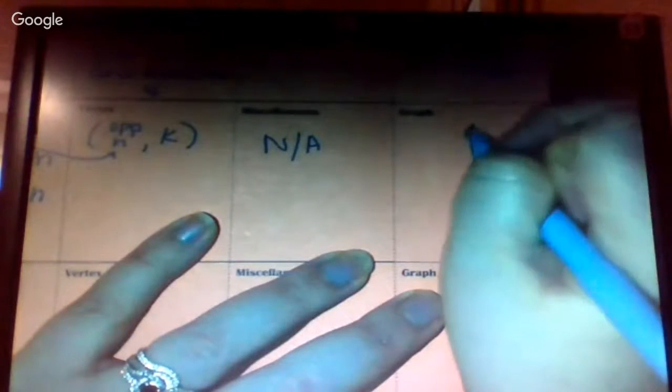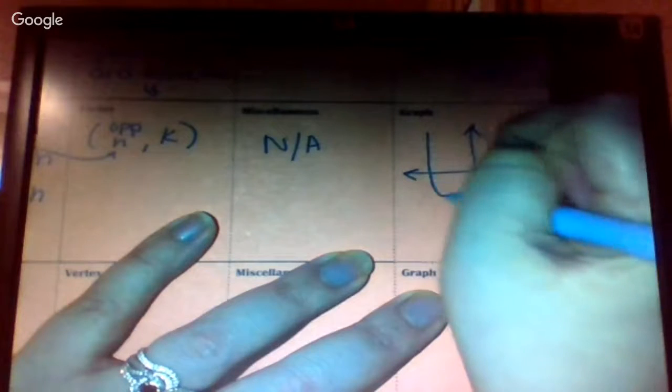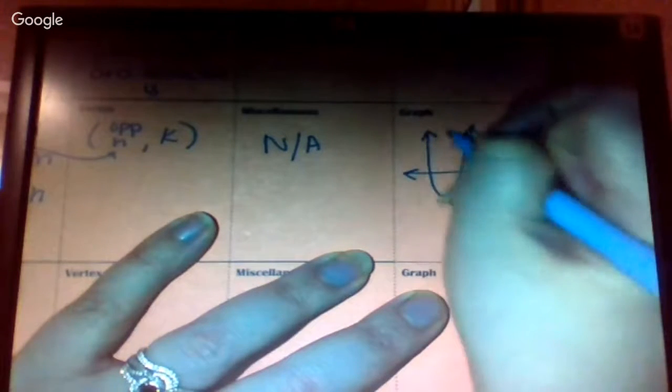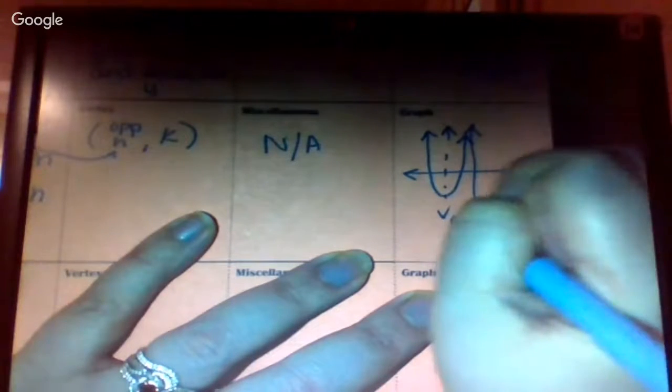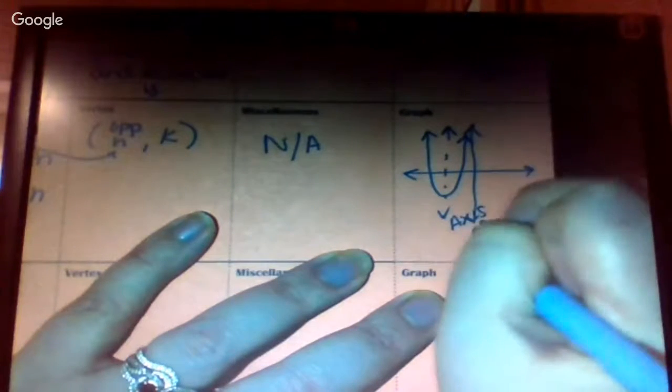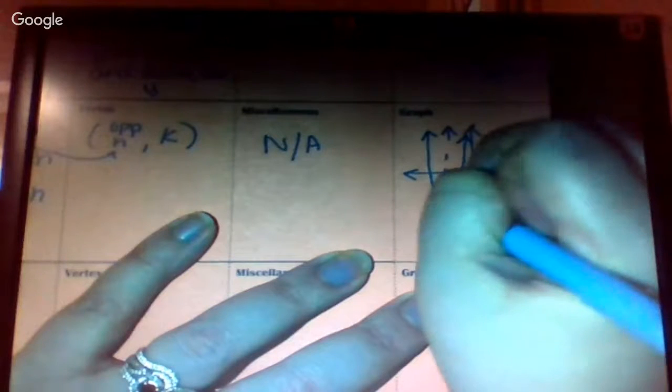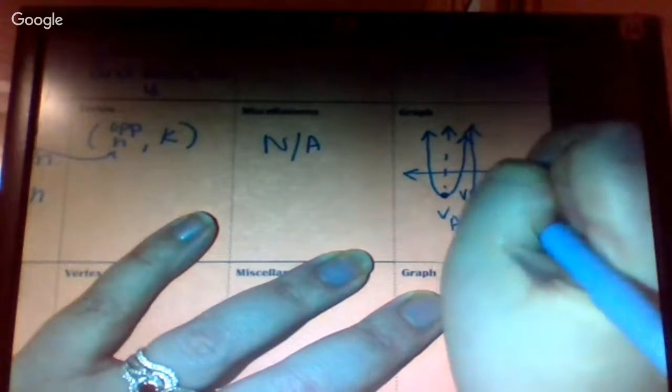So when we graph, all that this form gives you is your axis of symmetry and your vertex. That's all this form is going to give you.